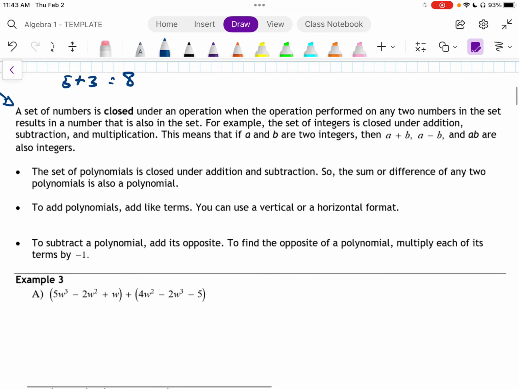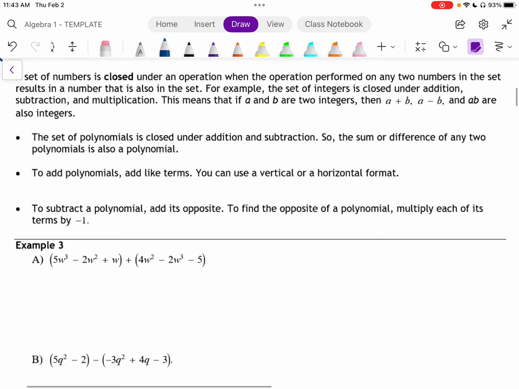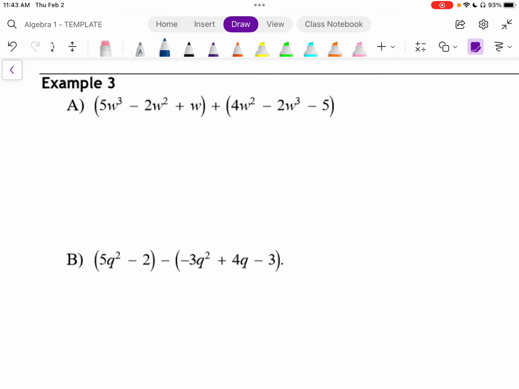We're going to see that with polynomials, addition and also subtraction are closed, meaning that if you add up 2 separate polynomials, you get another polynomial. And if you subtract 2 of them, you get another polynomial, okay? This also works for multiplying, but it doesn't work for dividing. So we want to look here. I'm going to scroll on down to example 3.